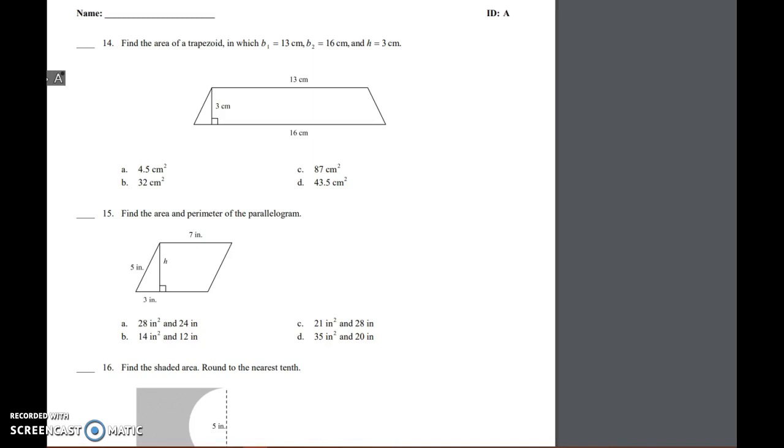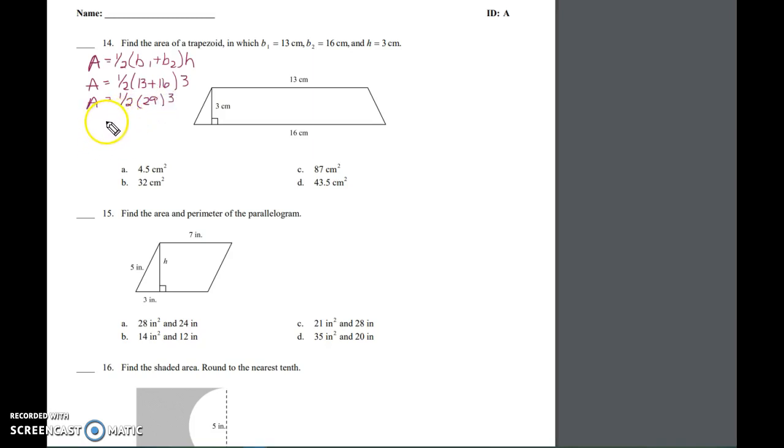Okay, number 14. Find the area of the trapezoid in which B1 is 13, B2 is 16, and H equals 3. So the formula for a trapezoid is area equals 1/2 times base 1 plus base 2, times H. So we're just going to substitute in here. The area is going to equal 1/2 of 13 plus 16 times 3. And then simplify. We're going to have 1/2 of 29 times 3.